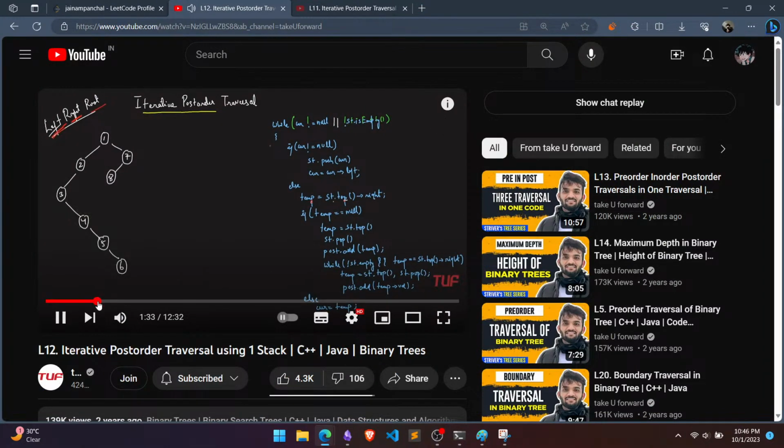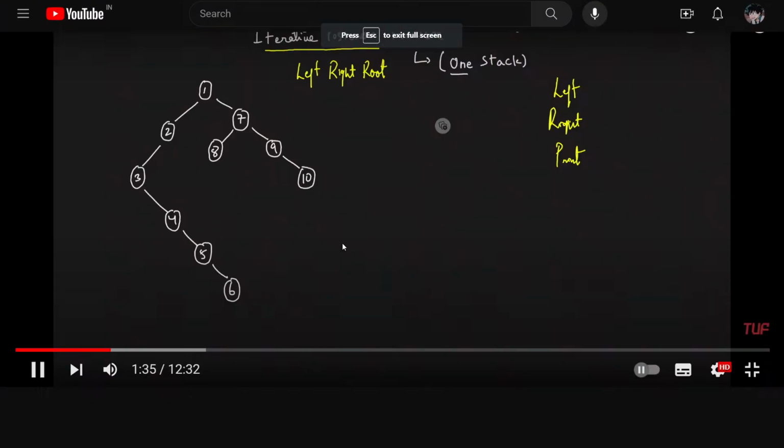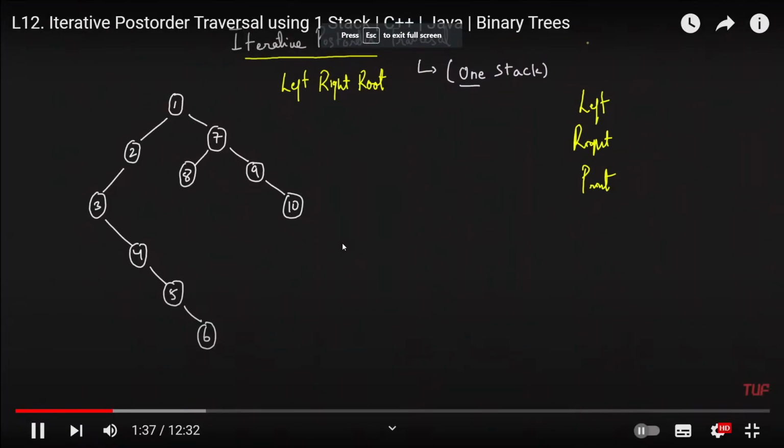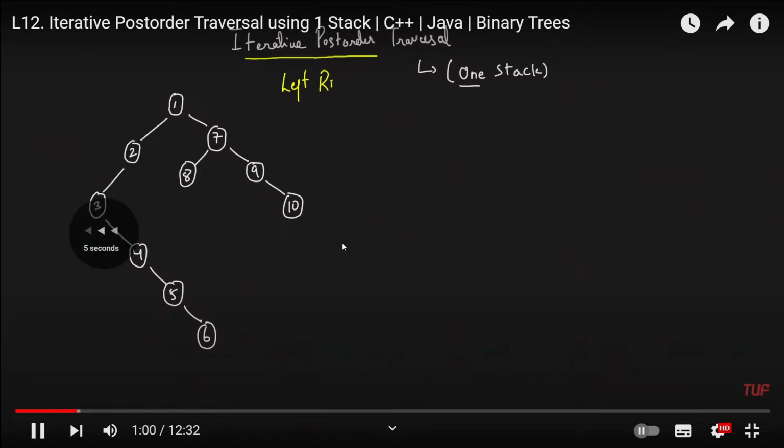This is the algorithm. Then go to the right, and then when the right again does a recursion call, then go to the right again.